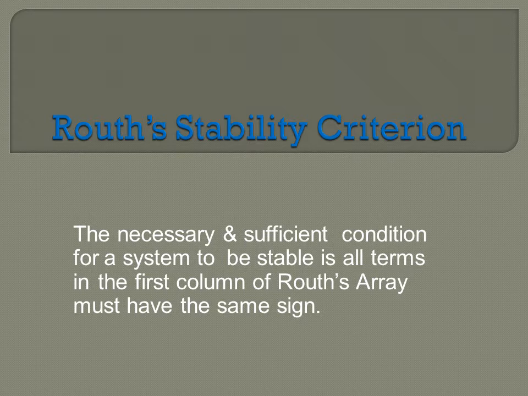In the last lecture, we have seen the Routh's stability criteria, which states that the necessary and sufficient condition for a system to be stable is all terms in the first column of Routh's array must have the same sign. So when the elements in the first column are having the same sign, we call the system a stable system. If they are not having the same sign, then we call the system an unstable system. Let us solve some examples on this criteria.